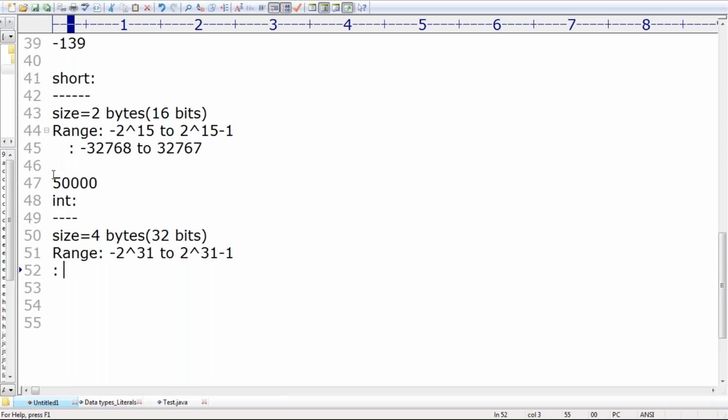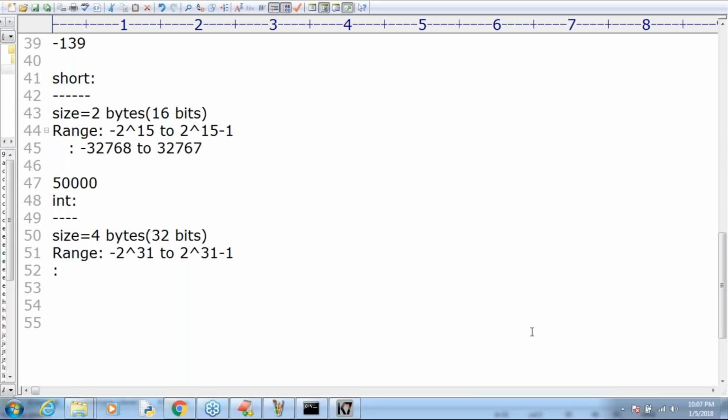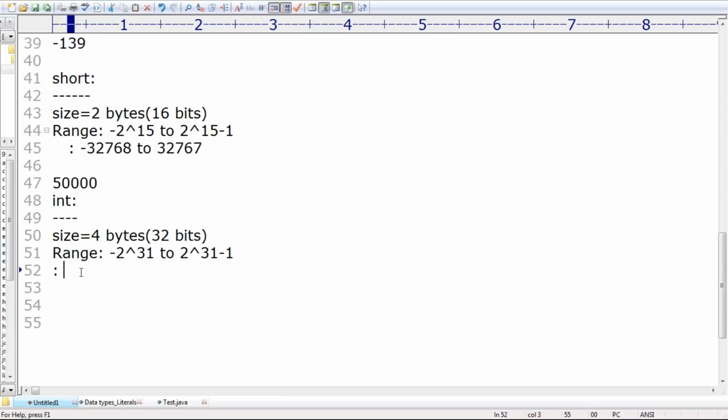Its values are good. Someone already told. Can anyone please tell its value? Minus 21. Minus 21. Can you spell it out, sir? Minus 21, 47, 48, 36, 48. To 21, 47, 48, 36, 47.